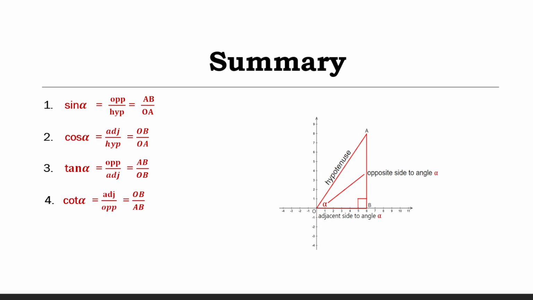The cotangent of alpha is equal to the adjacent side of angle alpha divided by the opposite side of angle alpha, which is equals to OB over AB. The secant of alpha is equals to the hypotenuse side divided by the adjacent side to angle alpha, and that gives us OA over OB. The cosecant of alpha is equals to the hypotenuse side divided by the opposite side to angle alpha, which is equals to OA over AB.